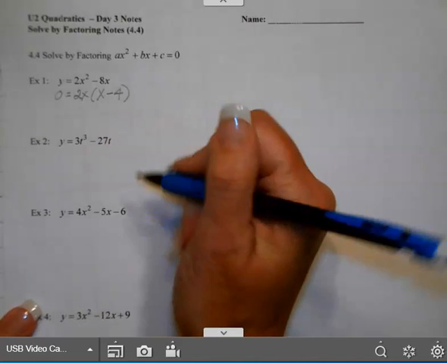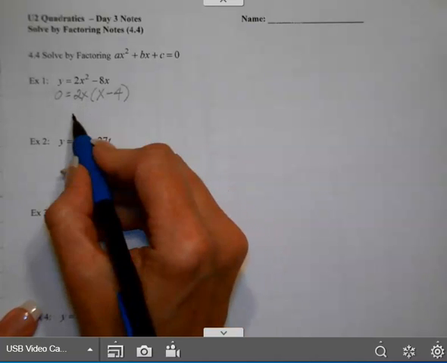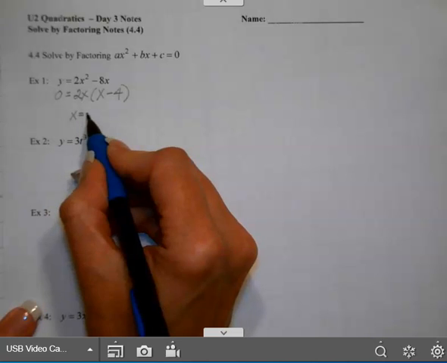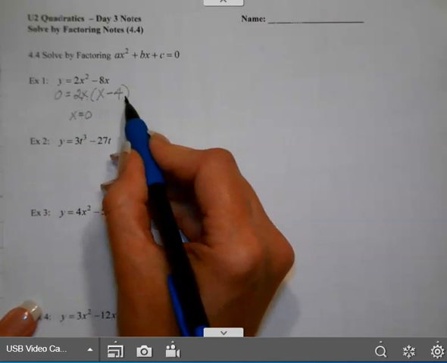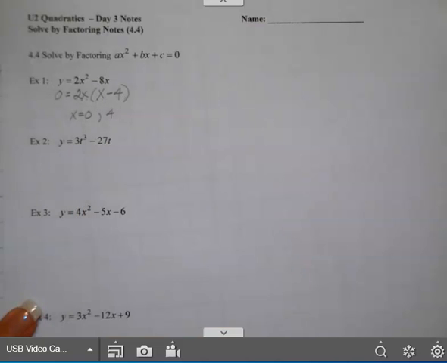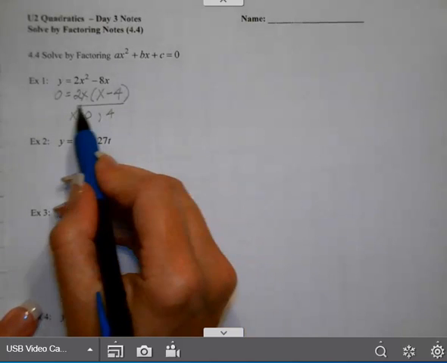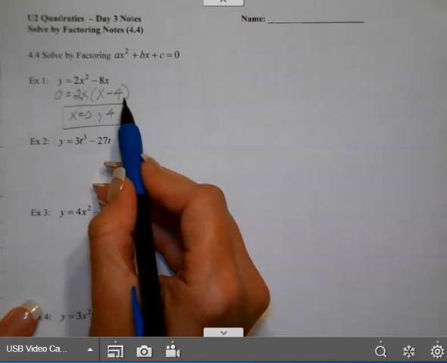And you set each factor equal to 0. So 2x equals 0 if x is 0. 2 times 0 would give you 0. And then this is 0 if x equals 4. 4 minus 4 would equal 0. So those are my two solutions. If you were just factoring it, that would have been your step.